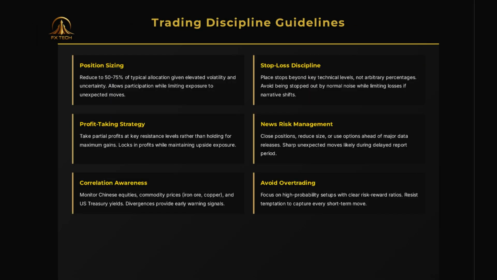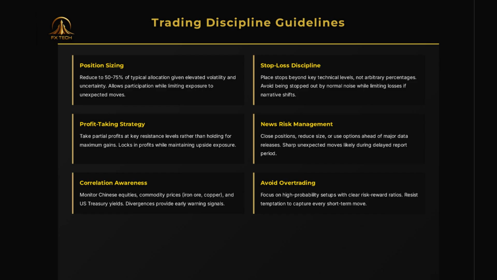Maintaining strict trading discipline is essential in this environment. Position sizing should be reduced to 50 to 75% of typical allocation given elevated volatility and uncertainty. This allows participation while limiting exposure to unexpected moves. Stop-loss discipline requires placing stops beyond key technical levels, not arbitrary percentages. This approach avoids being stopped out by normal noise while limiting losses if the narrative shifts.